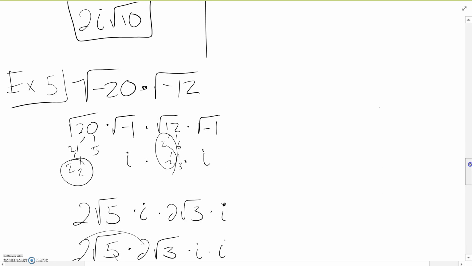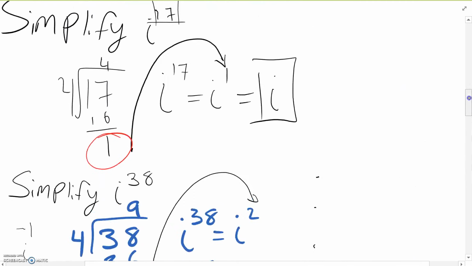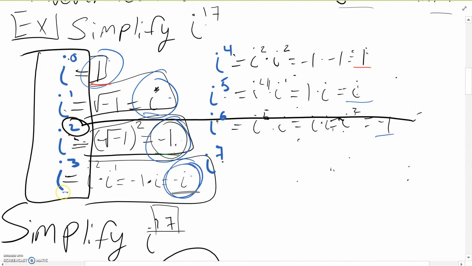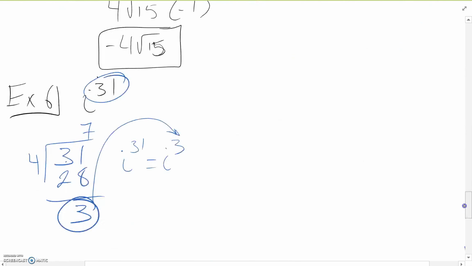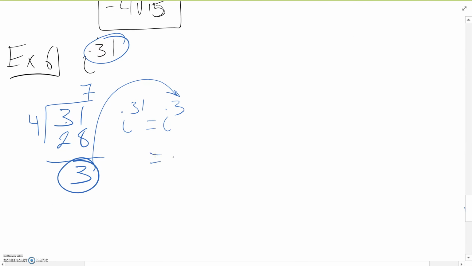And again, if I want to go back up to my chart or whatever I wrote on my test or my quiz, I know i cubed is -i. So i to the 31st is -i.